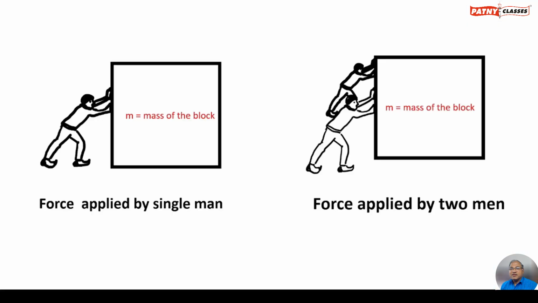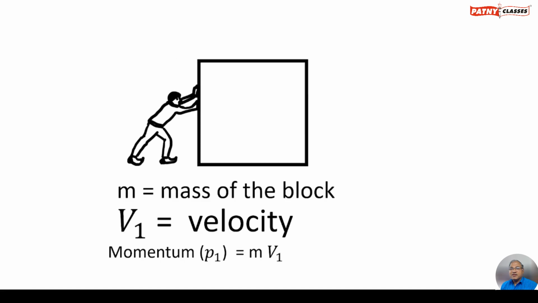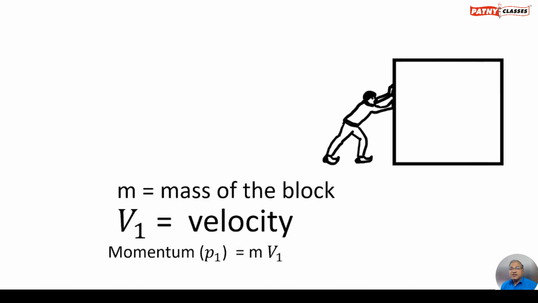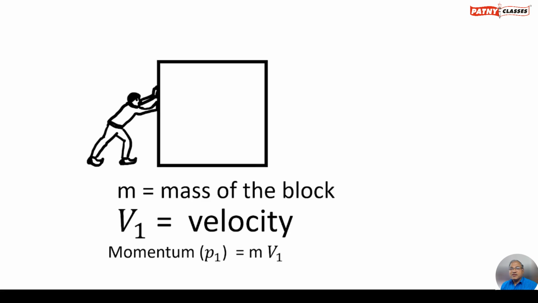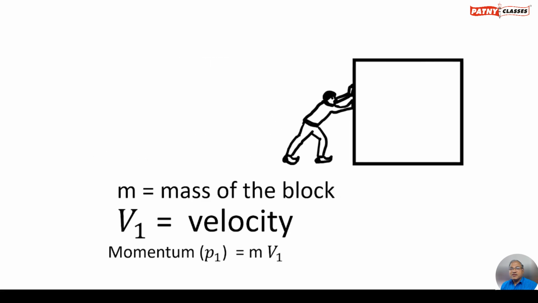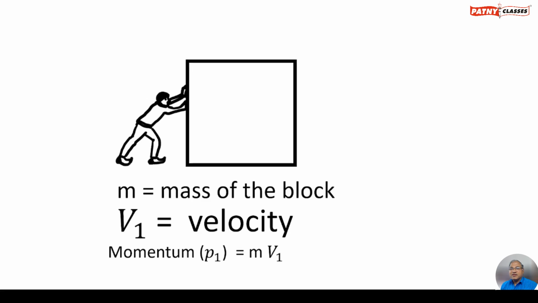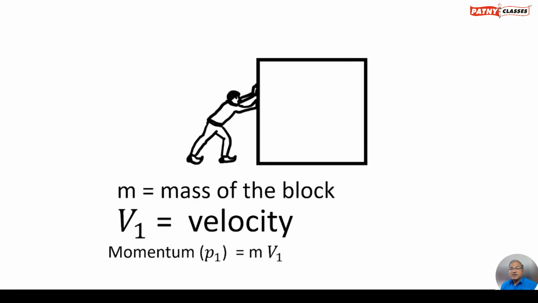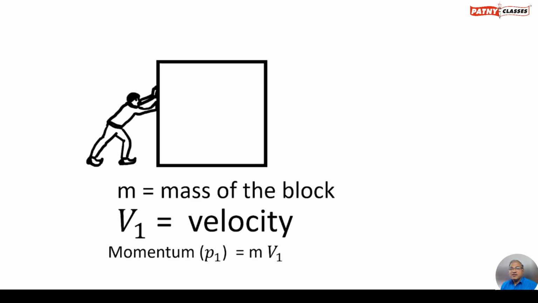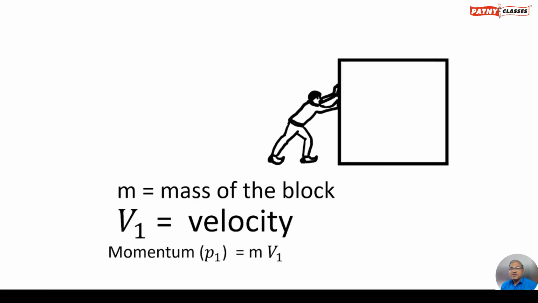Consider a block of mass m. In figure 1, force is applied on the block by a single man. In figure 2, force is applied by two men. Let v1 be the velocity of the block when it is pushed by a single man. In this case, the momentum of the block p1 equals m into v1, because linear momentum is the multiplication of mass and velocity.